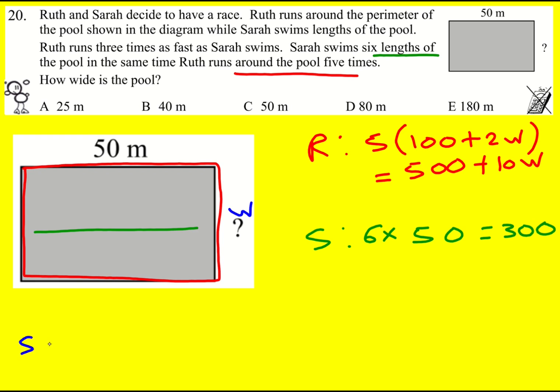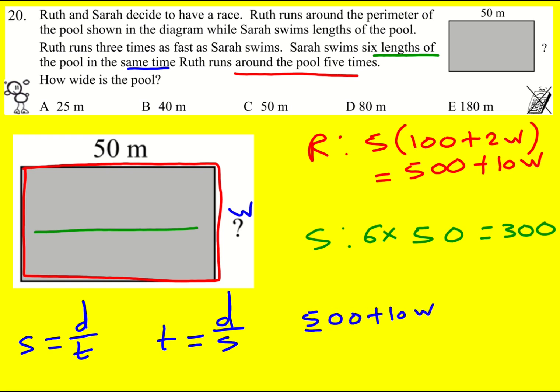So what I did at this point is I went with, okay, speed is distance over time, because we've got some information on their distances and on their speeds, and we know they did it in the same time here. So I made time the subject. Time, we can times through by time, divide through by speed. Time is distance over speed. And therefore, we've got 500 plus 10W divided by the speed.